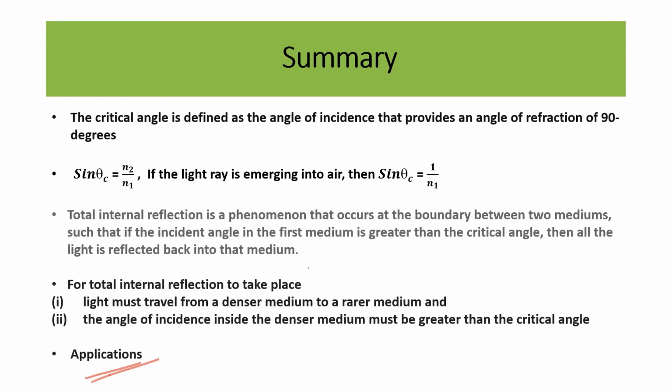Optical fibers use this total internal reflection property. In the diamond, the brilliance is due to this total internal reflection. It is also used in many other optical instruments such as telescopes, binoculars, etc.